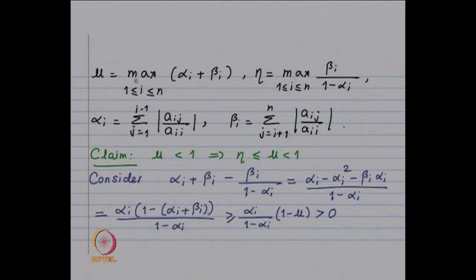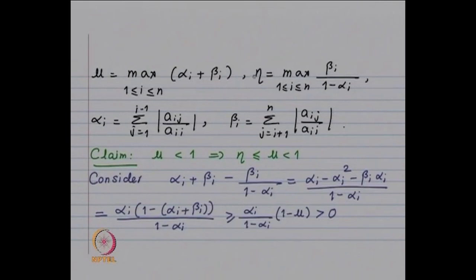Then mu is the maximum of alpha I plus beta I, and hence 1 minus alpha I plus beta I will be bigger than or equal to 1 minus mu. So, it is alpha I upon 1 minus alpha I. Then mu is less than 1, so 1 minus mu will be bigger than 0. Alpha I is summation j goes from 1 to I minus 1 of modulus of a I j by a I I. Mu less than 1 will also imply that alpha I is also less than 1. So, this number is going to be bigger than 0. So, the maximum which you are taking here, this number is bigger than this number.